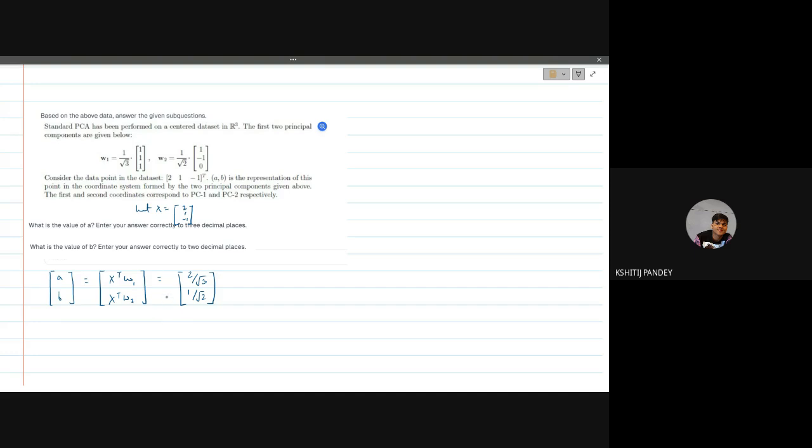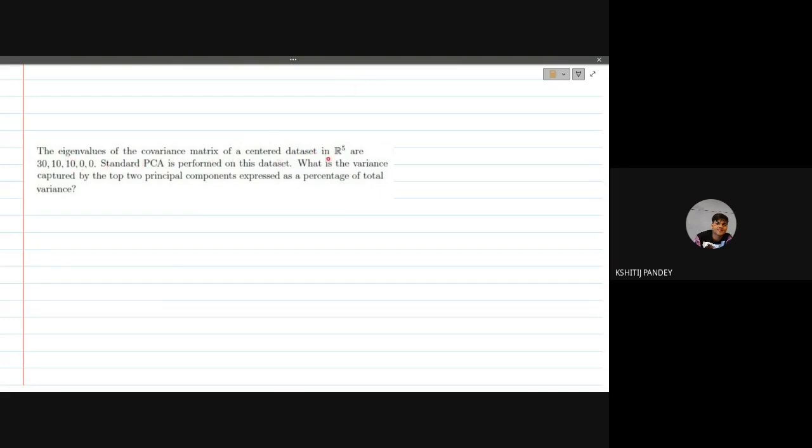Okay, let's move to the next question. The eigenvalues of the covariance matrix of a centered data set in R5 are these. Standard PCA is performed on this data set. What is the variance captured by the top two principal components, expressed in percentage of total variance?